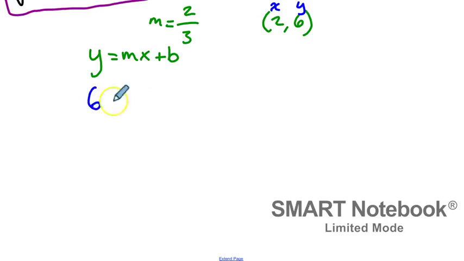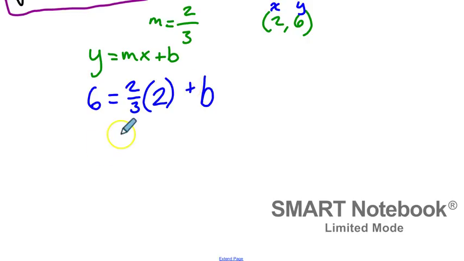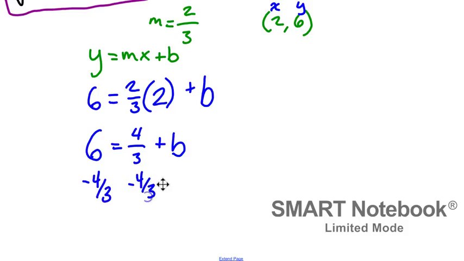So y is 6, my slope is 2/3, my x-coordinate is 2, and b is what I'm solving for. I have one equation with one variable, that means I can solve it for that variable. So I have 6 is equal to 2/3 times 2 is 4/3 plus b. Now I'm going to subtract 4/3 from both sides. This gets a little tricky because I have some fractions I've got to subtract.